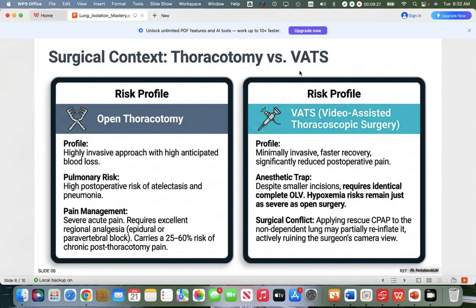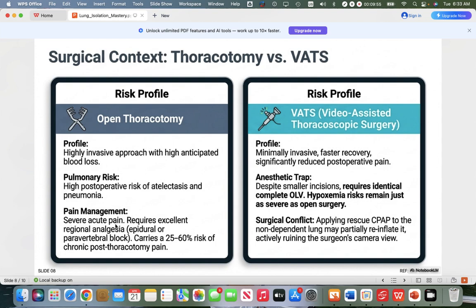Thoracotomy versus video assisted thoracoscopic surgery. Of course, operations can be done by both methods: open thoracotomy or VATS, which is video assisted thoracoscopy. Open thoracotomy is a highly invasive approach with high anticipated blood loss. These operations have very high blood loss. Pulmonary risk: high post-operative risk of atelectasis and pneumonia. Pain, it is high pain.